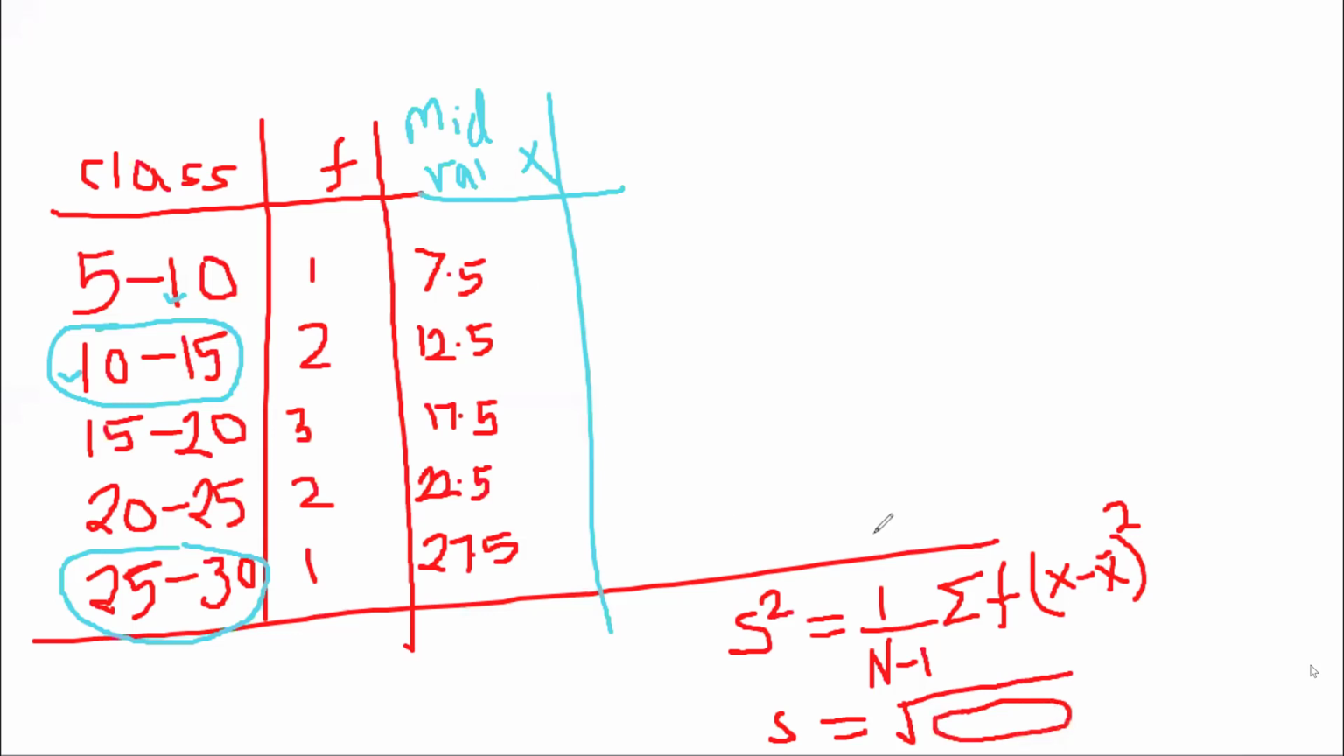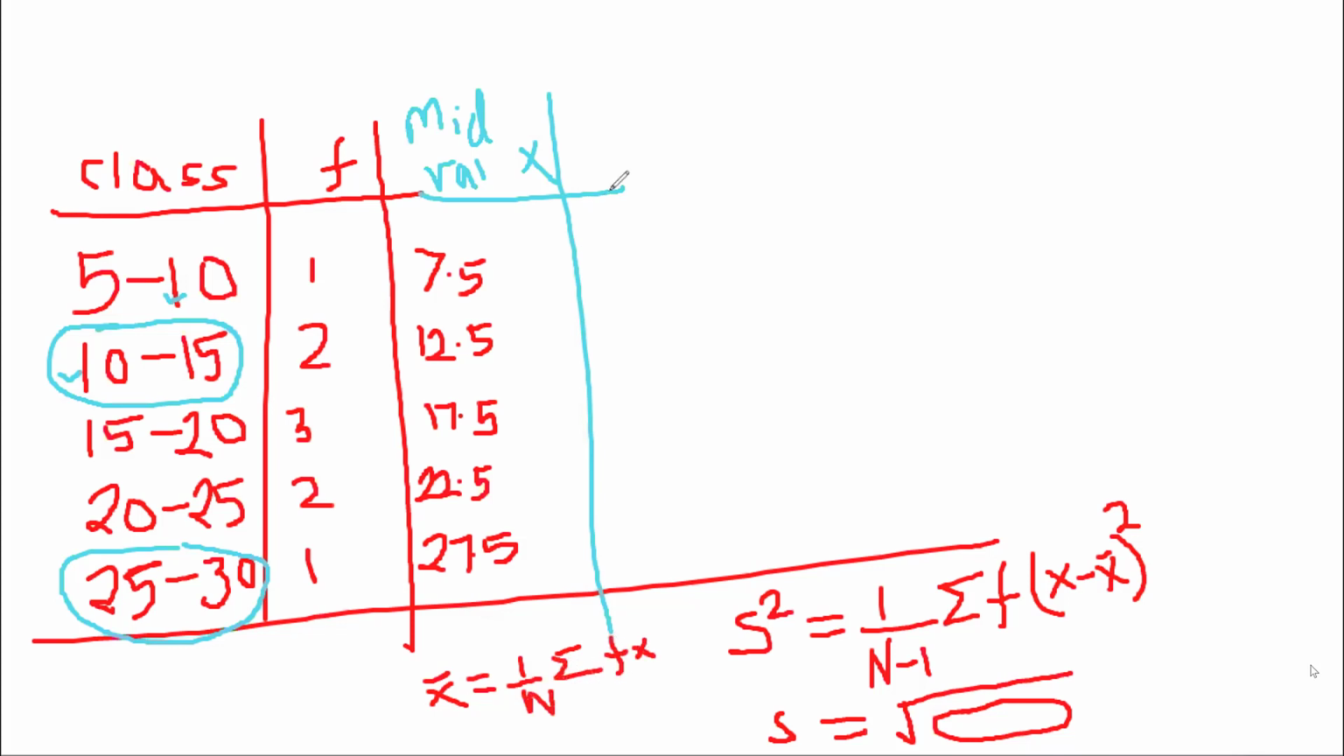Now, according to this formula, first of all, you need the value of x bar. So find the value of x bar. X bar is calculated by using x bar equals 1 by n summation fx.